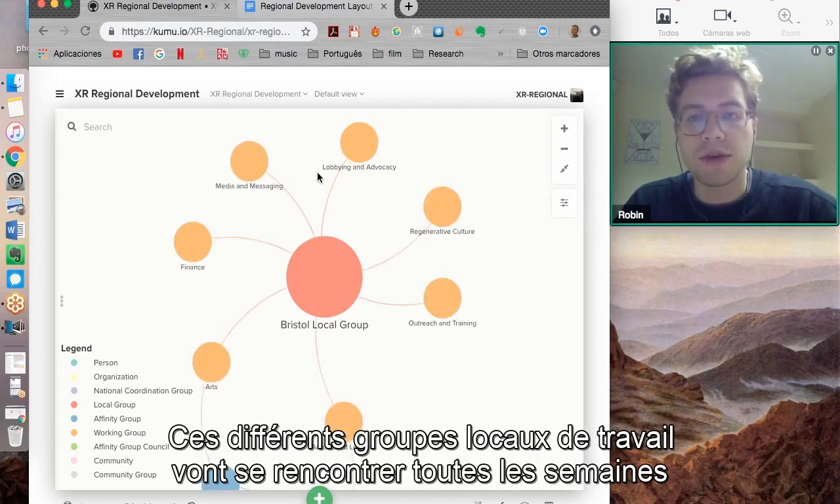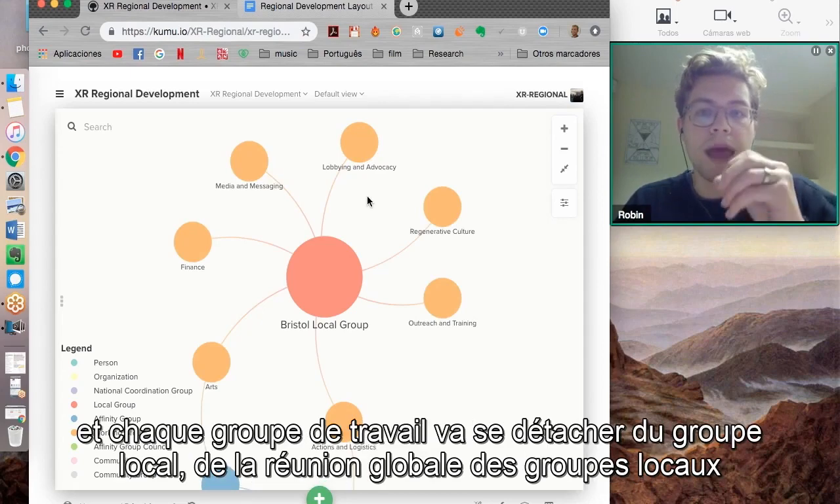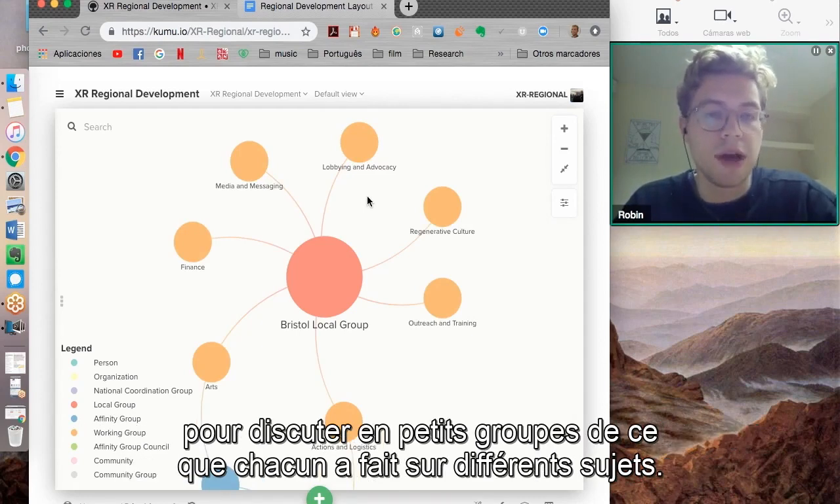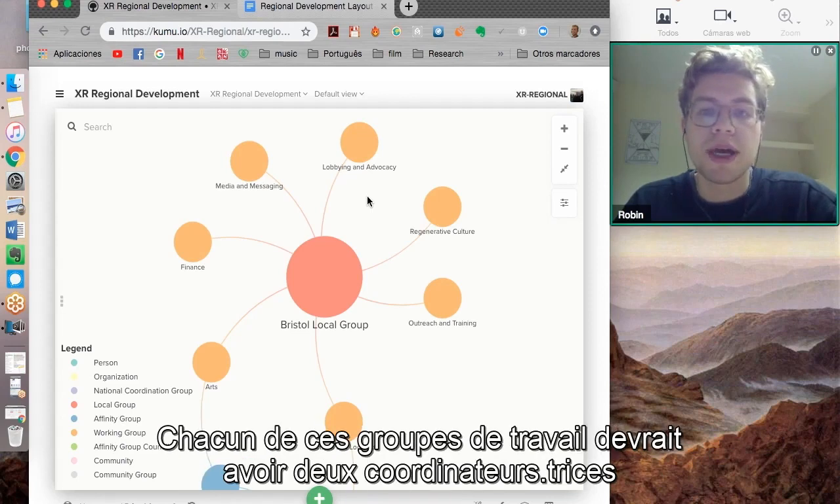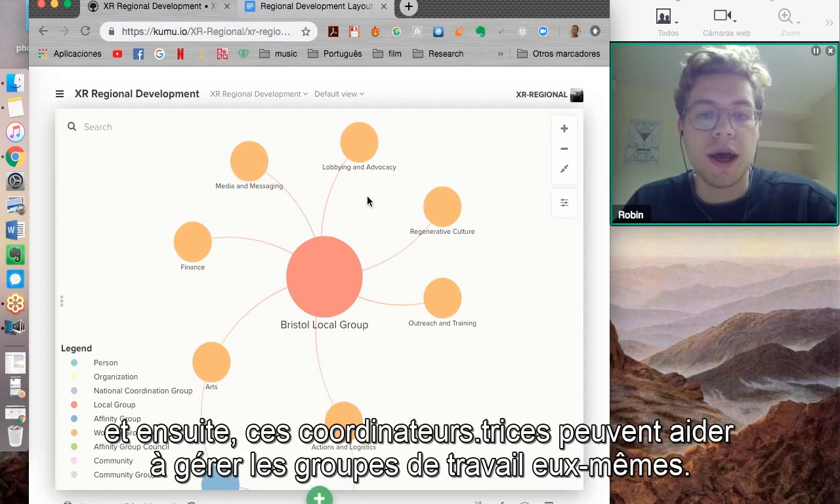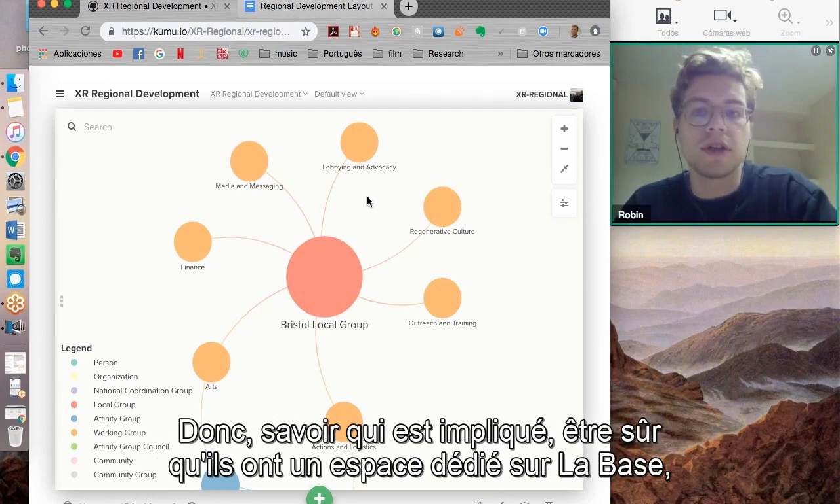These different working groups will meet each week as part of the local group meeting, and each working group will split off from the overall local group meeting to discuss in a small group what they're going to be doing on these different topics. Each of those working groups should have two coordinators, and these coordinators can help to manage the working groups themselves. So looking at who is involved and making sure they have a base camp area.